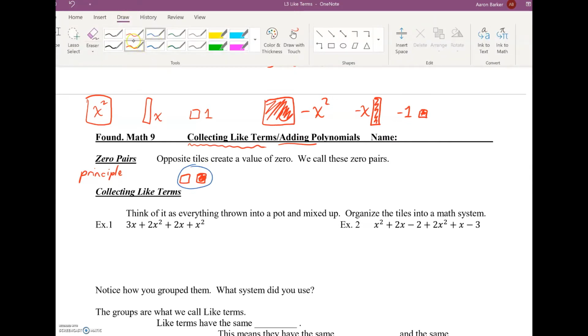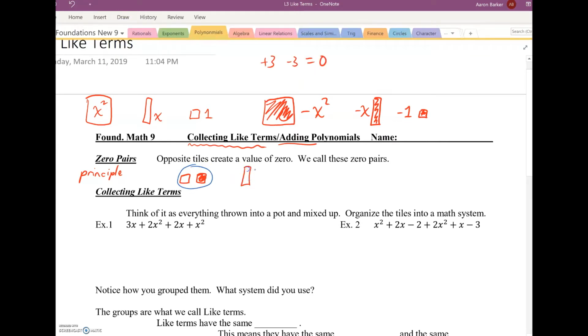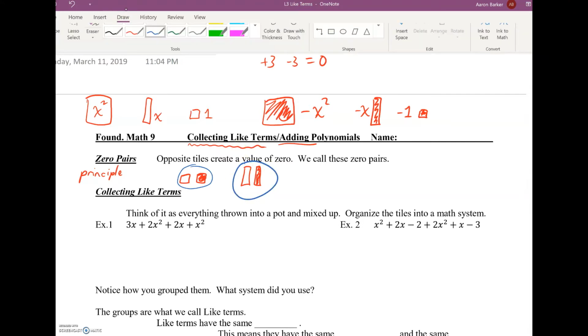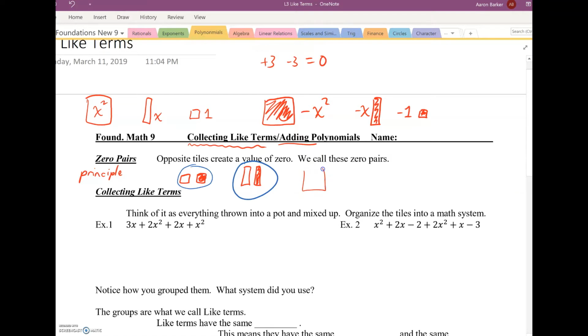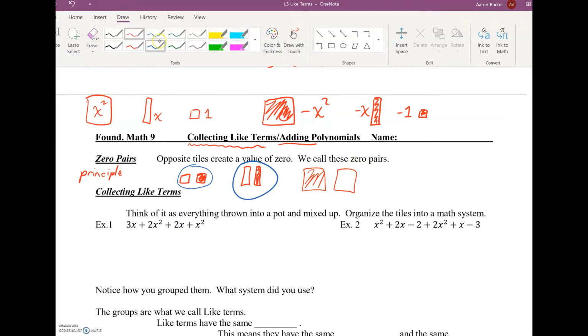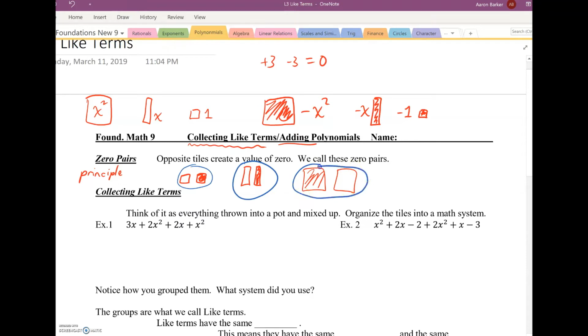Then, of course, the other zero pairs would be our positive x tile and our negative x tile. Those two again make a zero pair. And the last zero pair is the large squares. There's a negative x squared, and here's a positive x squared. Those two form the value of 0. We'll talk more about zero pairs as we go back through our notes, but the zero pair principle is important. Zeros can be added or removed. They don't change values. We'll see that a little bit later on.